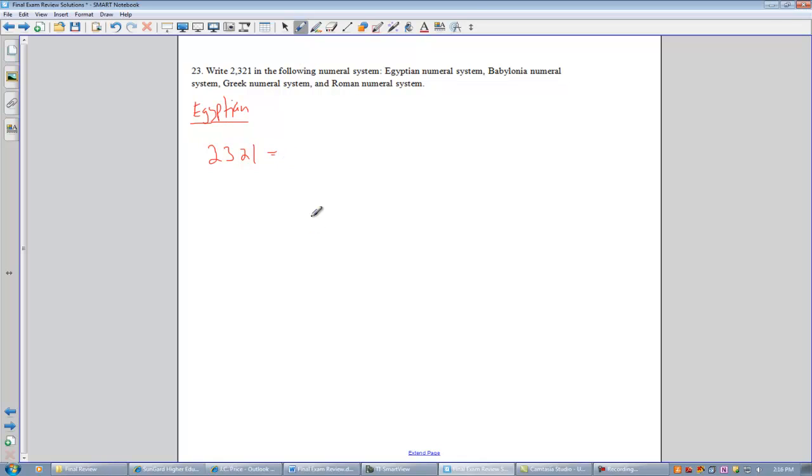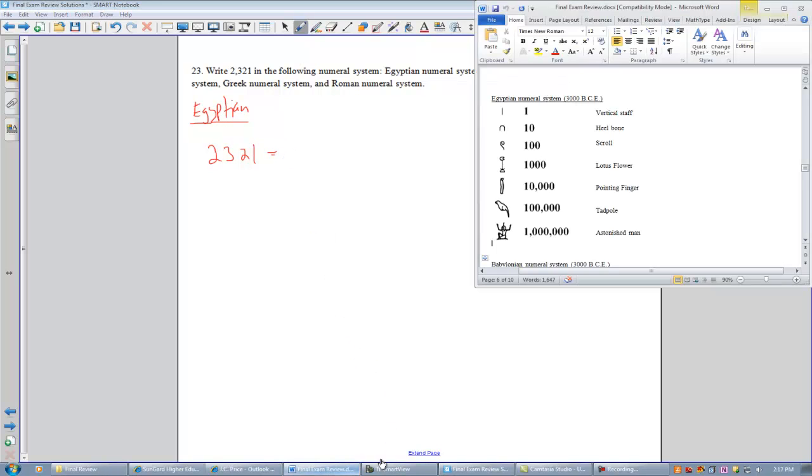And we're going to look at our formula sheet. And our formula sheet says, okay, well, how do we represent 2,000? Well, we can draw two lotus flowers. So here are my lotus flowers. And I draw two of those. And so that's 2,000 things.